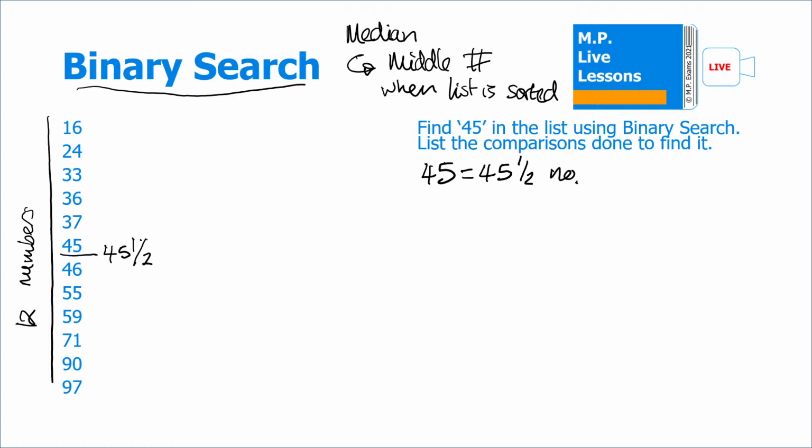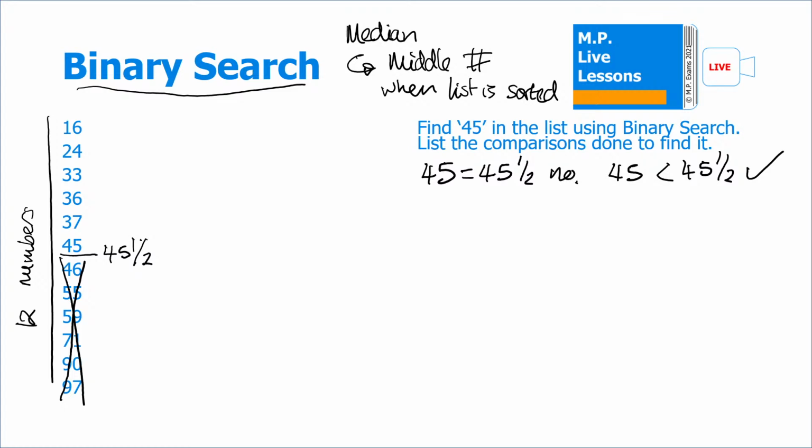And then we check if it's greater than or less than. So you have to be consistent with your comparisons. I'm going to use less than. So is 45 less than 45.5? Yes. So that means we get rid of the top half of the list here. And this saves time, which we're going to see when we compare the searching algorithms, because we do not need to search this half of the list here. And then we rinse and repeat the process again.